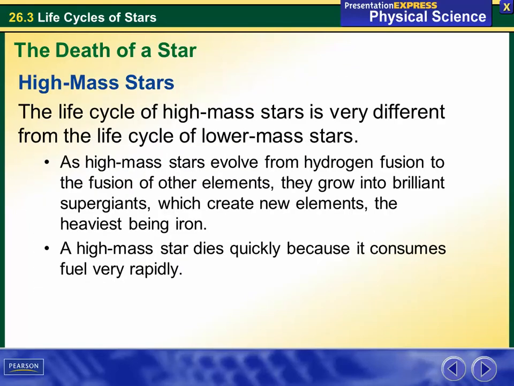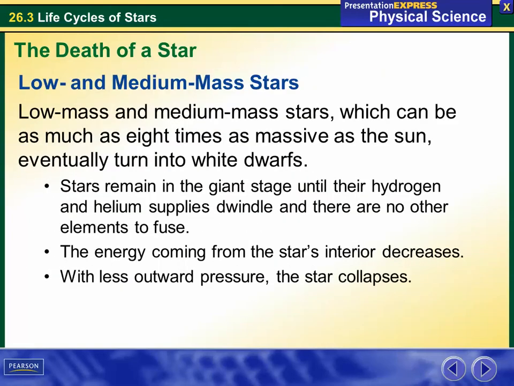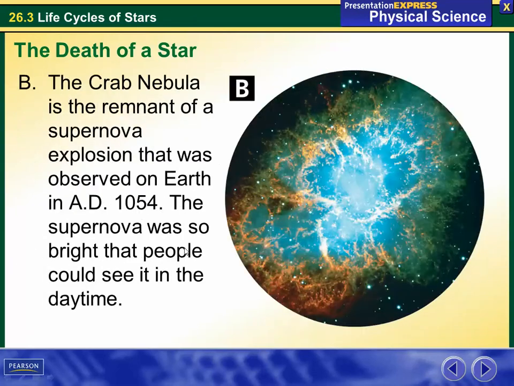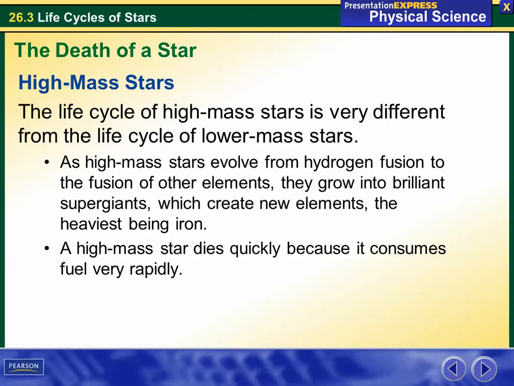So lower mass stars will form what is called a white dwarf, which, going back to our little flow chart here, if you're a low mass star, you'll be a red giant at one time, then a planetary nebula, then you become a white dwarf. Now we're going to lead to our higher mass stars, which start as red supergiants. The life cycle of high mass stars is very different from that of the lower mass stars, which we can see in our little flow chart there.